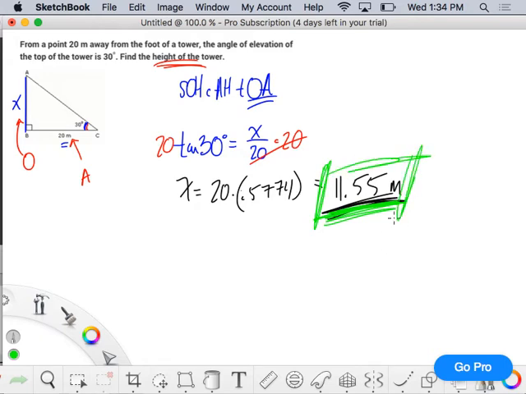Any questions on how to do that? There's for sure a very high likelihood that a question like that will be on this test. So it's important that you understand it.